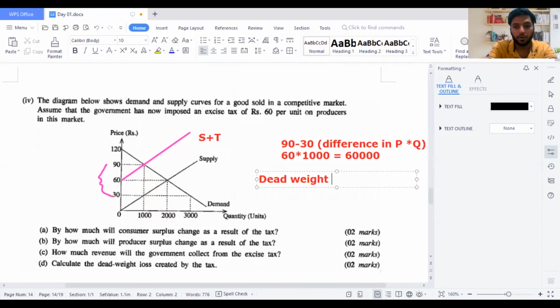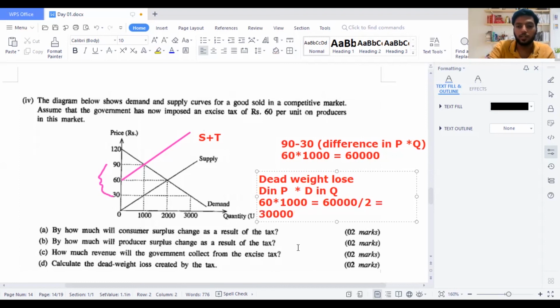So how did I find it? I found the difference in price and the difference in quantity in both. When I find the difference in price, it was how much, guys? 60, 90 to 30. Then difference in quantity was how much, guys? Difference in quantity was from 2000 to 1000. It is 1000. So this is divided into two because producer surplus also should bear something and consumer surplus should also bear something. So I'll take 60,000 divided by 2. So you'll get a deadweight loss value of 30,000.